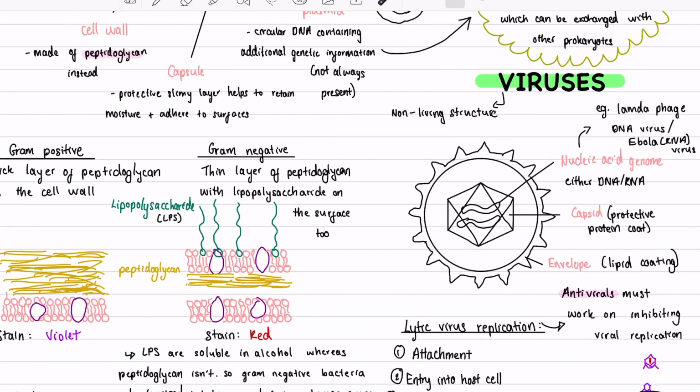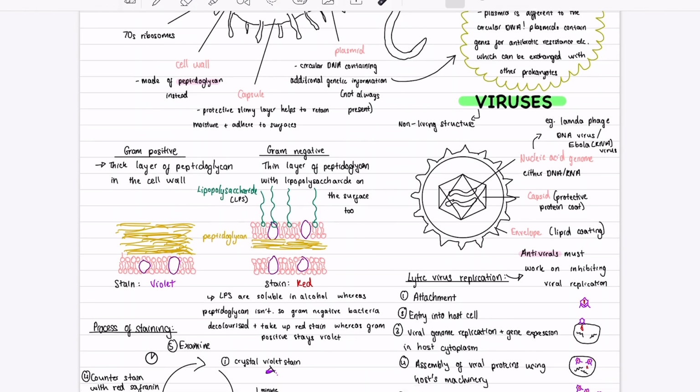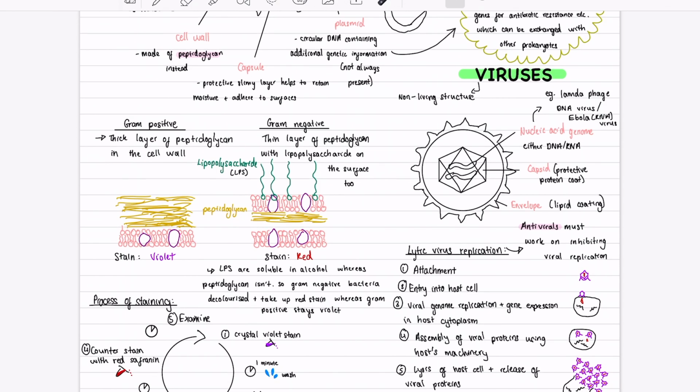Now, let's talk about viruses. These are non-living organisms, hence in order for viruses to replicate, they need a host. Viruses contain a nucleic acid genome containing either DNA or RNA. This is surrounded by a protective protein coat called a capsid. The virus has an outer envelope which is a lipid coating.